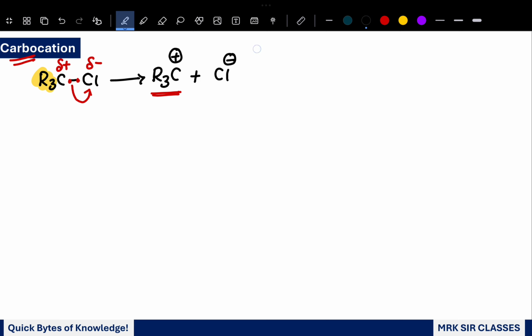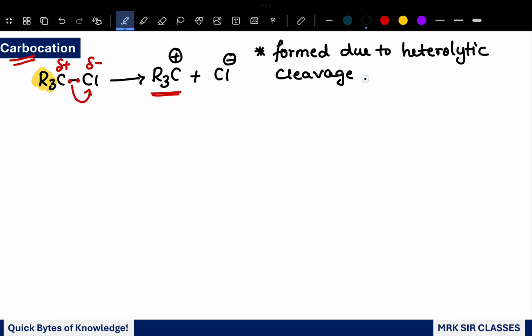Fine. So the first point what we can tell here is that the carbocations are formed due to the heterolytic cleavage. So the first point is these are formed due to heterolytic cleavage. Fine. So this is the first point.